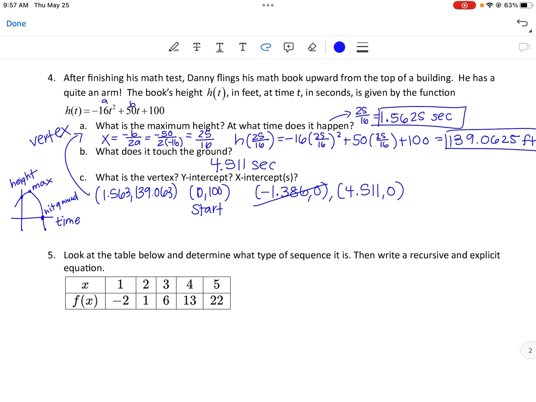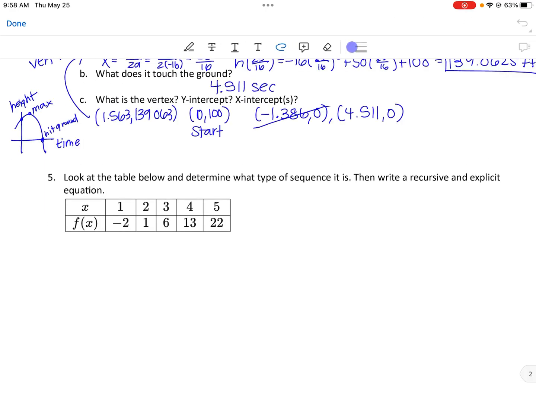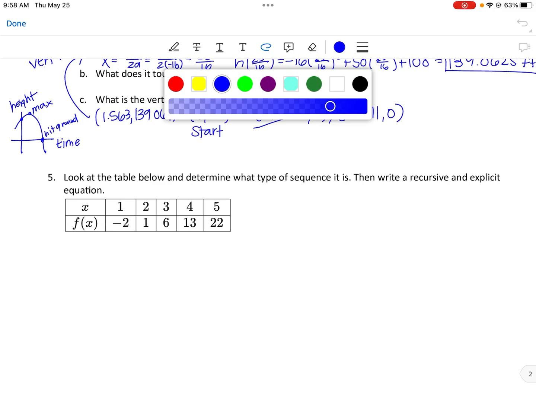And you could do things now, too. If they ever asked you to put it in vertex form, you can take that vertex, write the coefficient of negative 16 out front, and then do x minus the negative 1.5, squared, plus the 139 at the end. Okay, last but not least, let's look at what's going on in this pattern here.